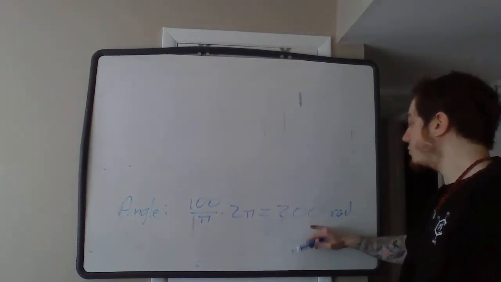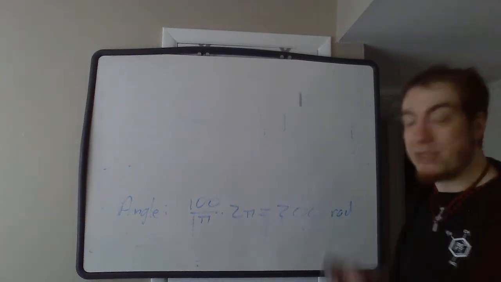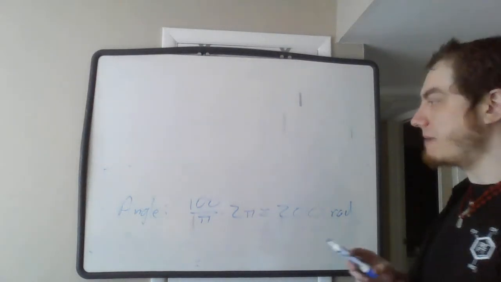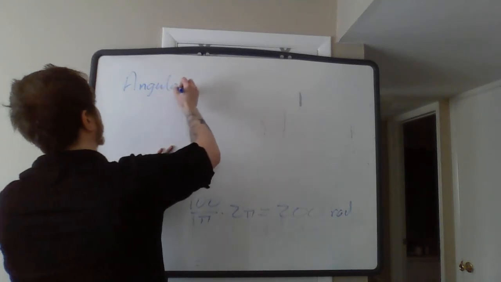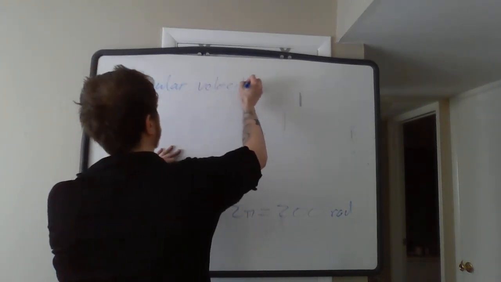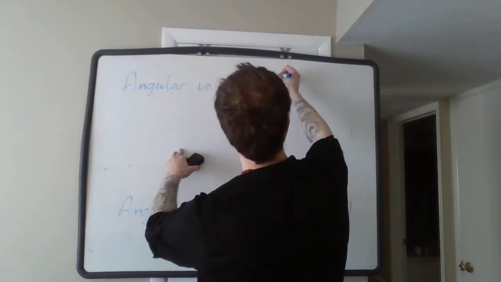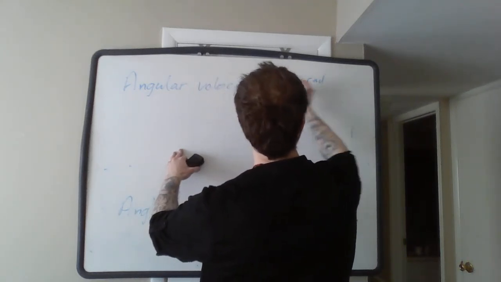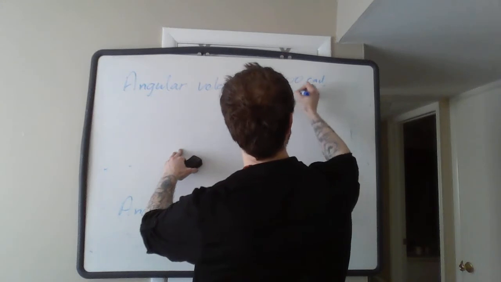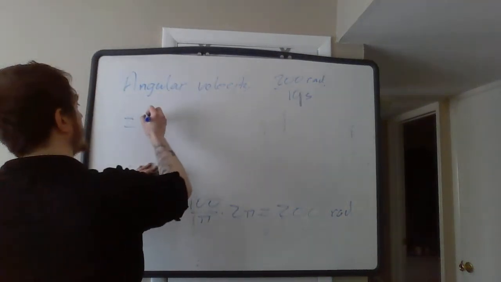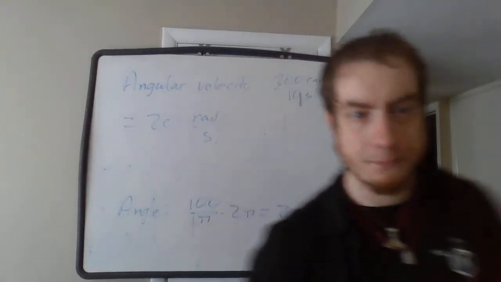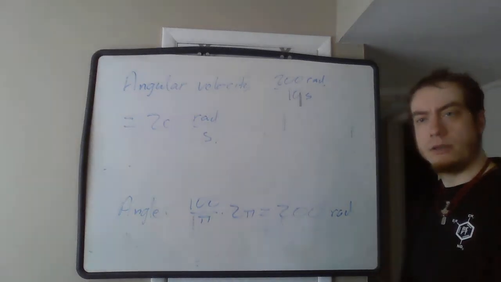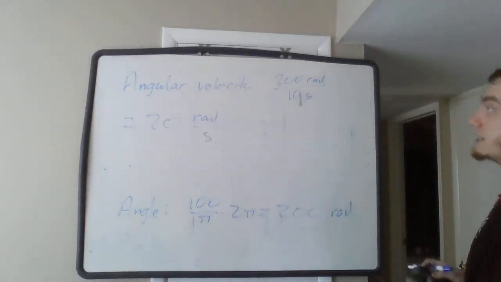Well, it's that 200 radians, that's the total angle that we went through, divided by the time. So, angular velocity is going to be 200 radians divided by 10 seconds. That comes out to be 20 radians per second. Okay, so hopefully that made sense to you guys.